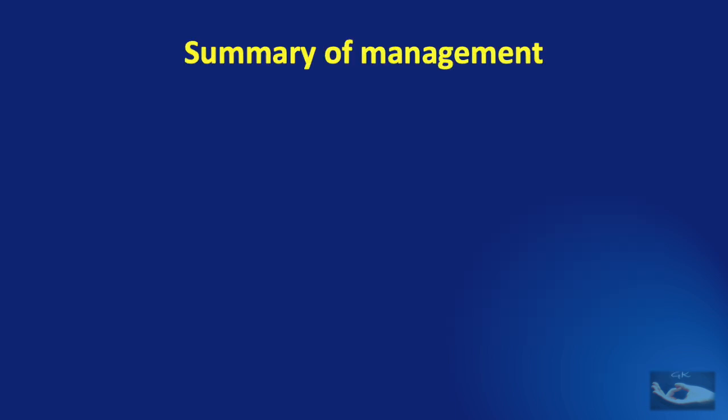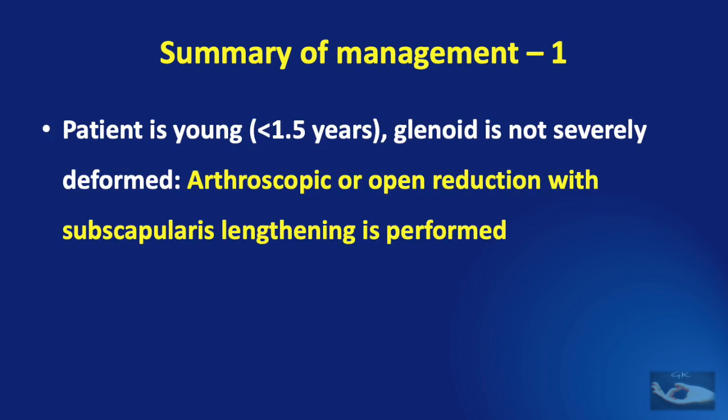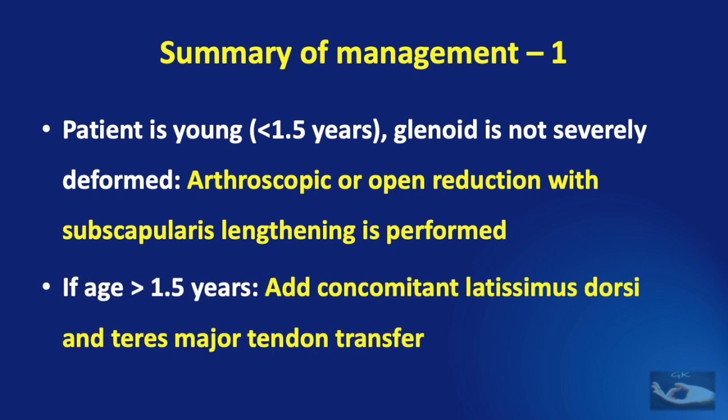Let us now summarize what we have seen so far about the management of the shoulder in birth brachial plexus palsy. If the patient is young, that is less than 1.5 years of age, and the glenoid is not severely deformed, arthroscopic or open reduction with subscapularis lengthening is performed. If the age is more than 1.5 years, we can add a concomitant latissimus dorsi and teres major tendon transfer.